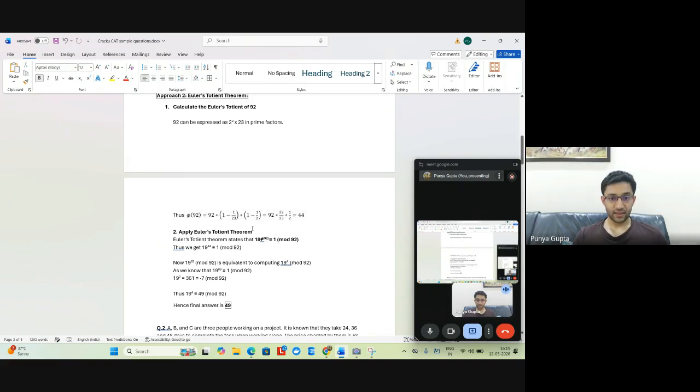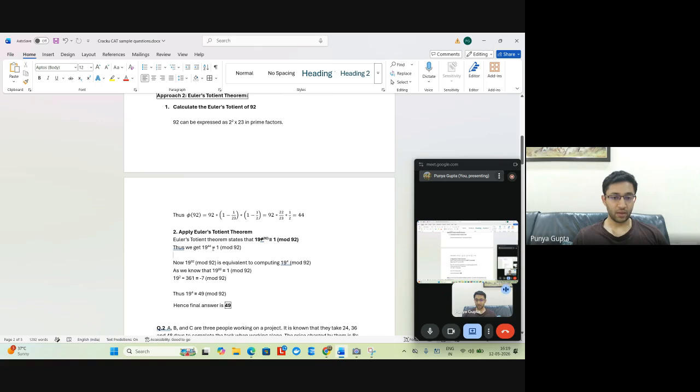So this indicates that 19 raised to the power of 44 will always give us a remainder of 1 when divided by 92, from Euler's totient theorem. So once we get that 19 raised to the power of 44 will give us remainder of 1, it is very easy to compute 19 raised to the power 92 when divided by 92.